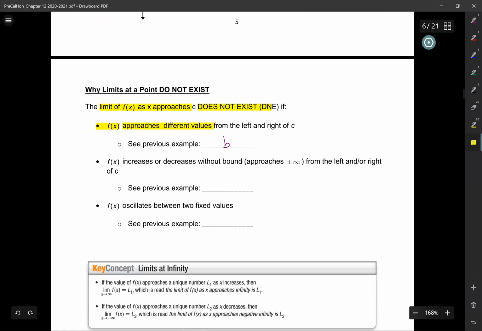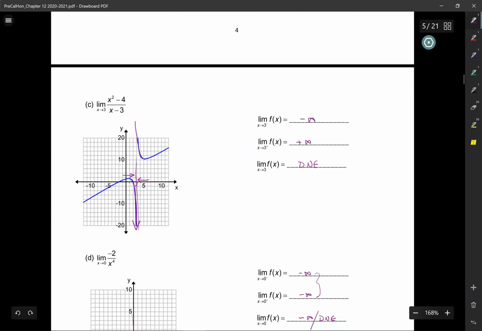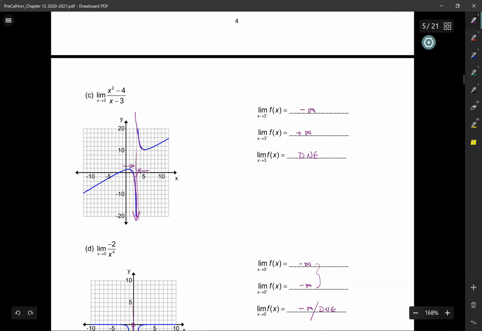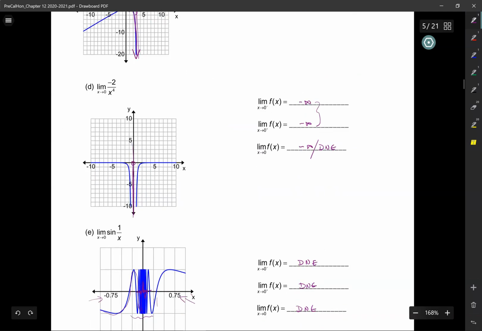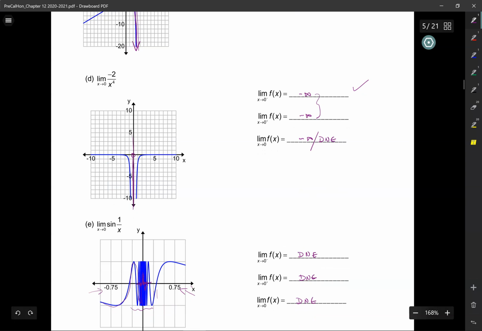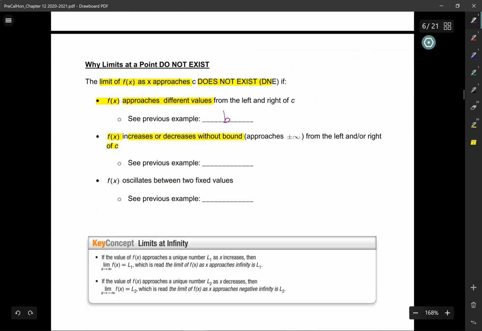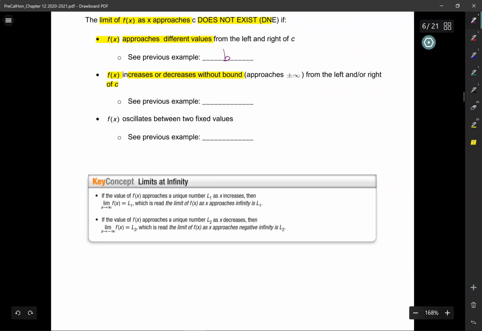Another situation is f of x increases or decreases with that bound from the left or right. Okay, where did we see that happening? Increasing with that bound? Well, here and here, right? Increasing or decreasing or both with that bound. So we saw that on C and D.